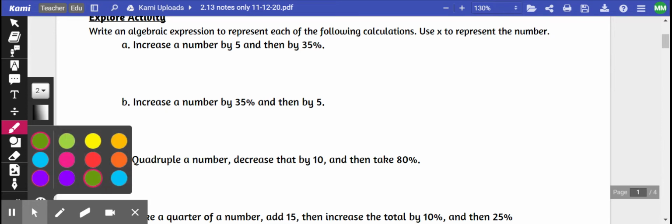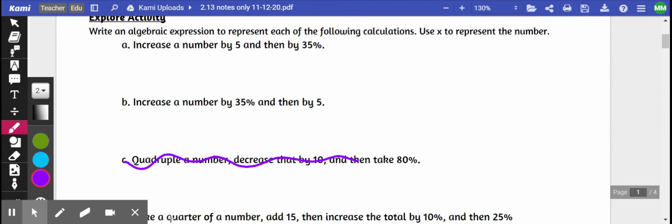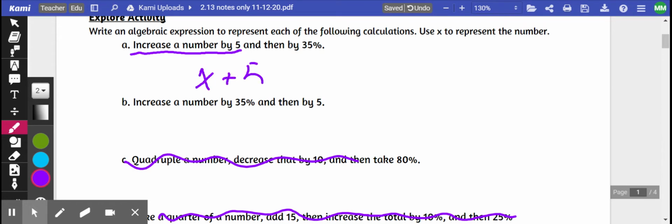So I'm just going to have us do A and B together. We're not going to worry about C or D. The first one says, and on these we're just writing the algebraic expression that we would use to represent the situations. And really what I want us to think about is how A is different than B. So in part A, it says increase a number by 5. So if we just look at that part, if we were to increase a number by 5, we have x as our number. We would write that as x plus 5.